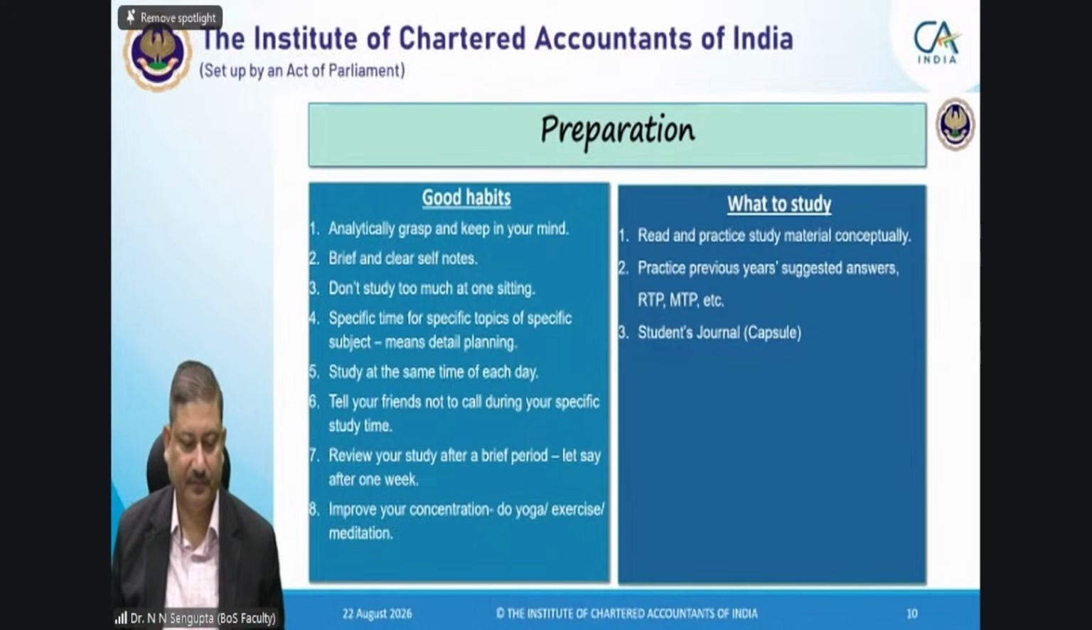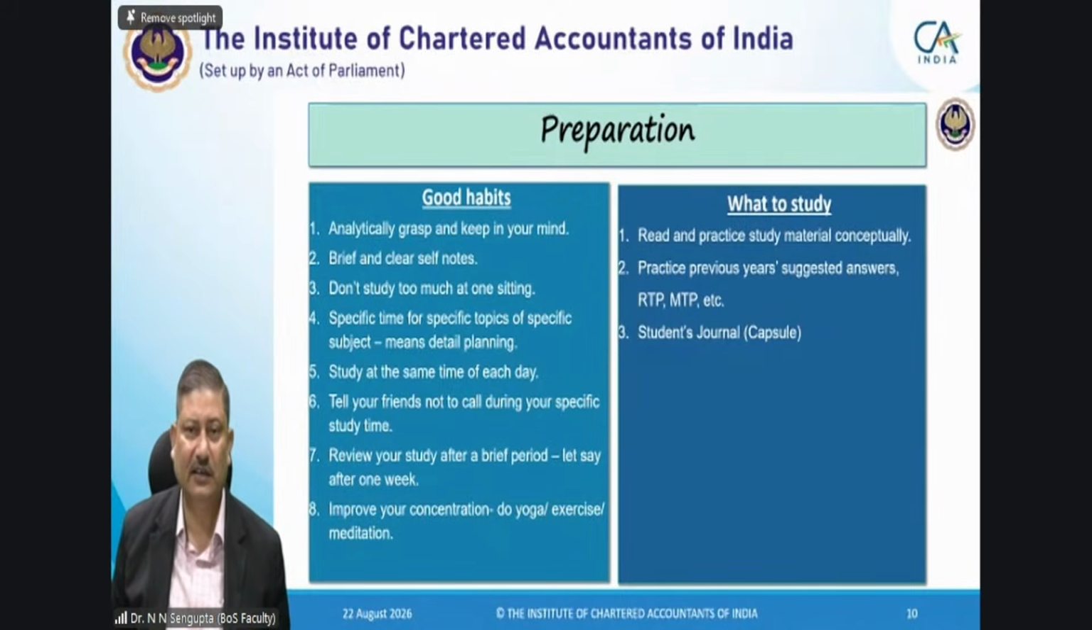Then we'll have study at the same time if possible. And social media, obviously, you need to keep your distance from there. And whatever the concentration way you can have, like yoga and exercise. So these are some of the non-academic factors.